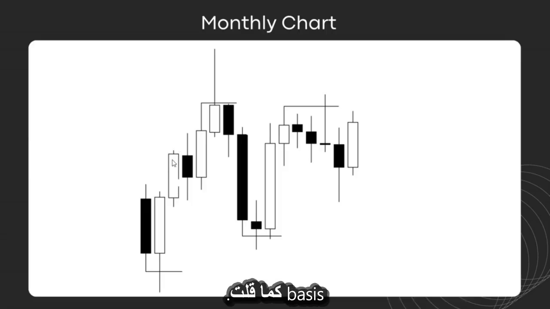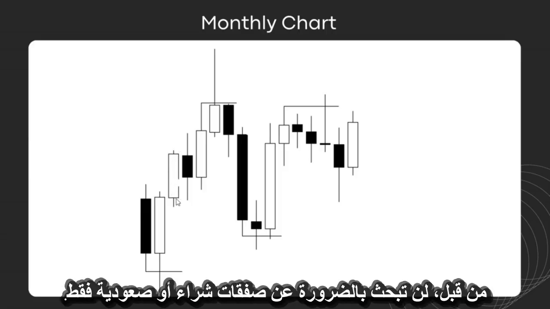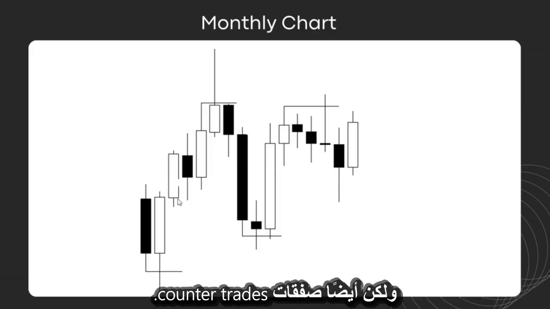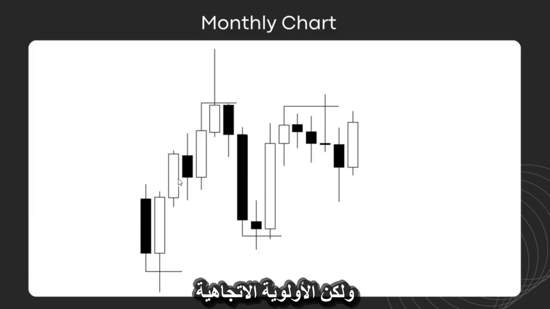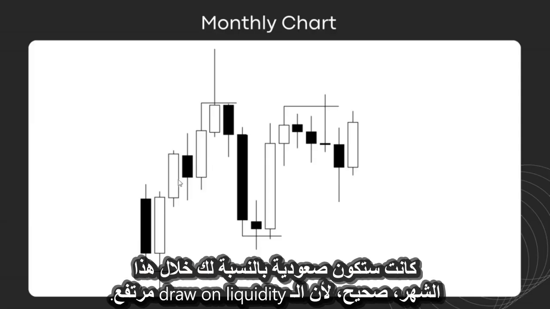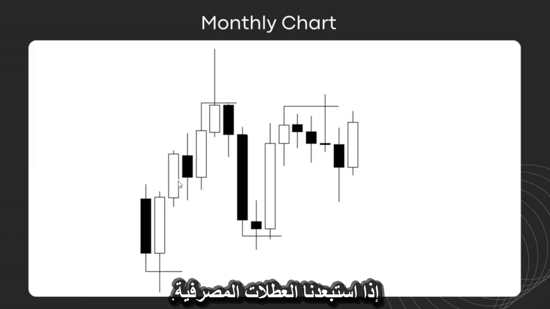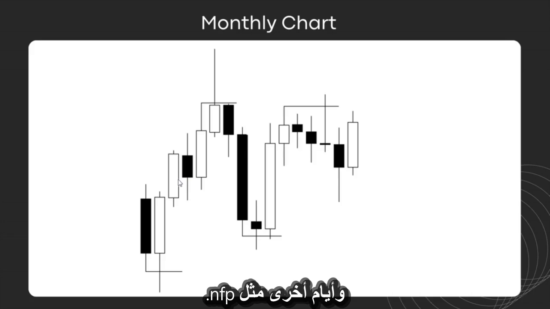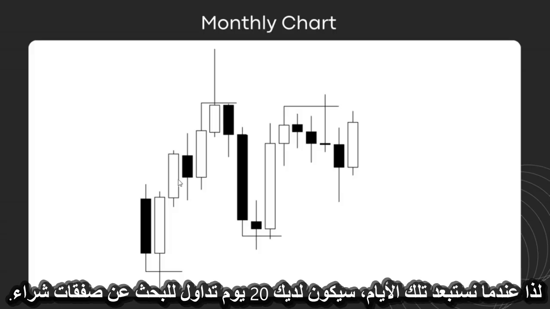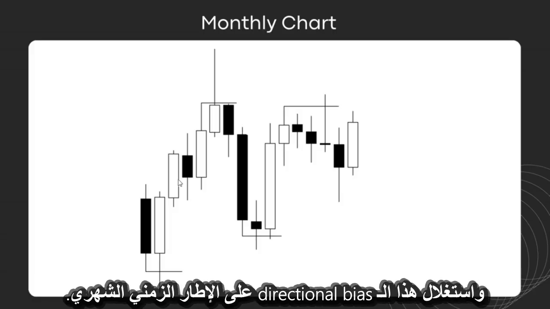And as I said before, you're not just going to necessarily look for just long or bullish trades, but counter trades too. But the directional priority would have been bullish for you during this month, right? Because the drawn liquidity is the high. Now we know we've got like 20 trading days in each month if we exclude bank holidays and other days like NFP and CPI, because we're not going to trade them, right? So when we exclude those days, you would have 20 trading days to look for longs and potentially exploit this directional bias on the monthly time frame, right?